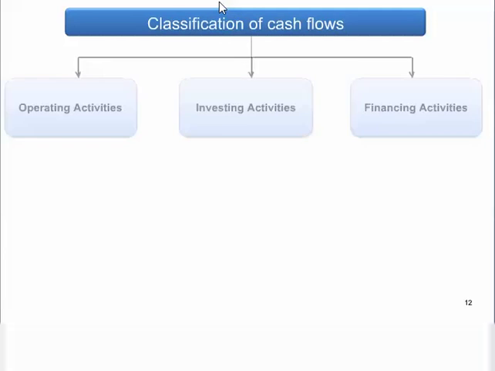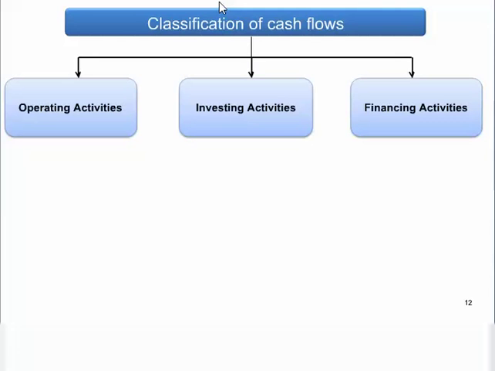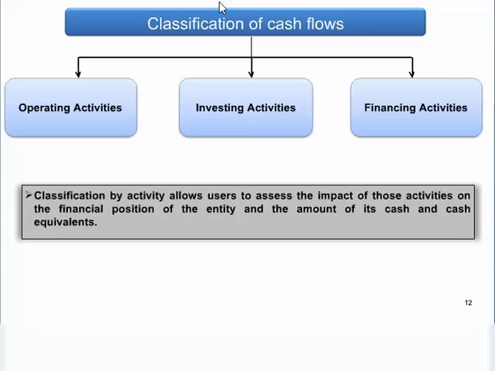In the presentation of the cash flow statement, you'll see that the cash flows are classified into operating activities, investing activities and financing activities. What are the various examples of these activities, what are the various components, and what do we mean by them? We'll understand as we move ahead in this session. The classification by activity allows users to assess the impact of those activities on the financial position of the entity and the amount of its cash and cash equivalents.